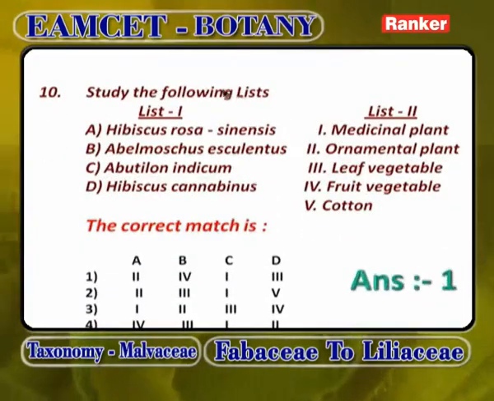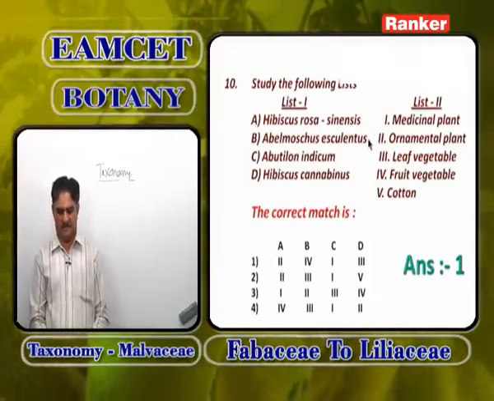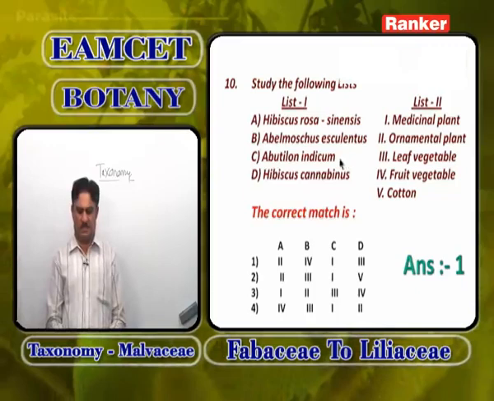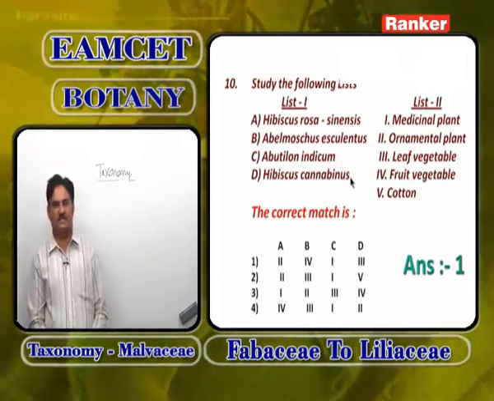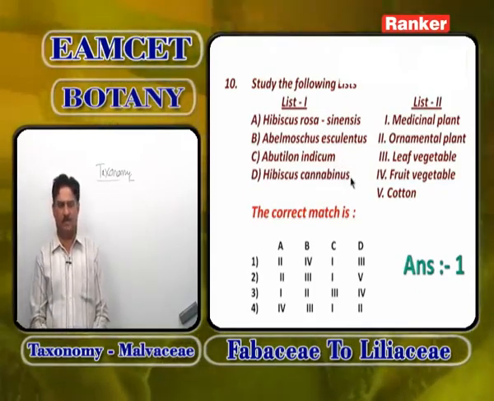Next, coming to a matching. Hibiscus rosa sinensis, Abelmoschus esculentus, Abutilon indicum, Hibiscus cannabinus. These are all the plants belonging to the family Malvaceae. Hibiscus rosa sinensis is China rose. Abelmoschus esculentum is lady's finger. Abutilon indicum is Tutturu benda, and Hibiscus cannabinus is Madras hemp or gongura.